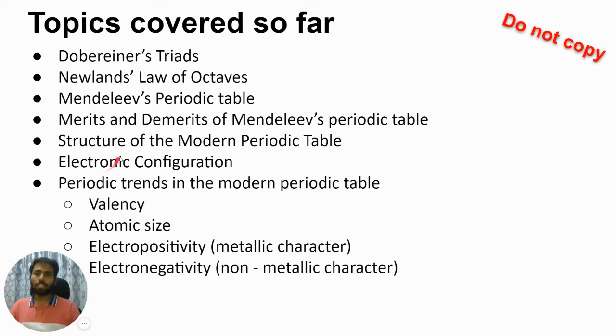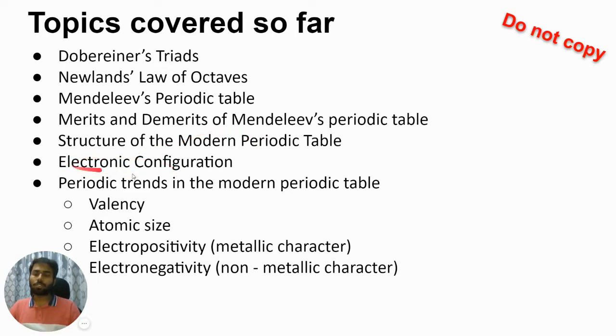Okay. Then we had seen the structure of the modern periodic table. What are the vertical columns called in the modern periodic table? What are the horizontal rows called in the periodic table? And Mendeleev's periodic table was made by Mendeleev. The modern periodic table was made by which scientist? That I haven't told you, but have you all gone through the textbook to see that?